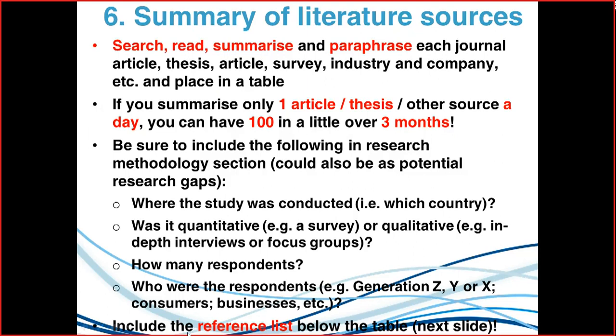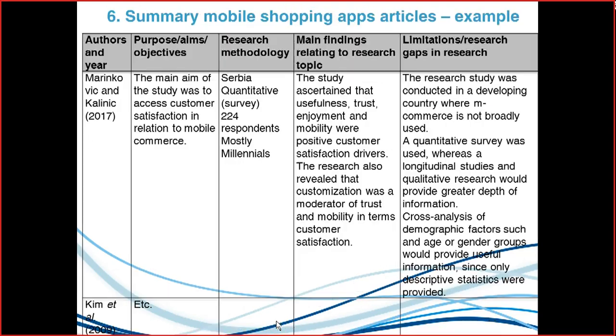In my generation, Z, X, Y, consumers, businesses, depending on your discipline, who do they interview? And then when I summarize this in a table, I also include a reference list. So here's an example, a summary of mobile shopping apps. You put the author, the main aim, where the study was conducted, quantitative, how many respondents, who were they, because that could also show gaps. The main findings of the study, and then limitations and research gaps that you drew from the study.